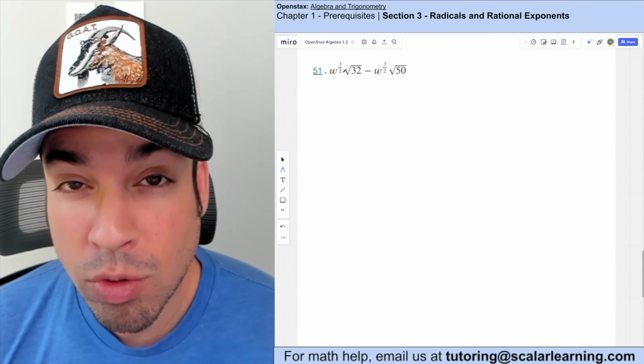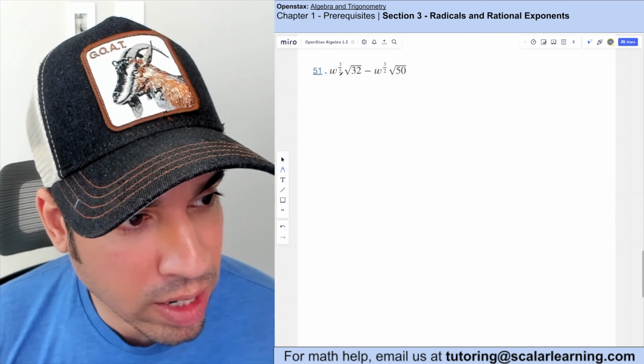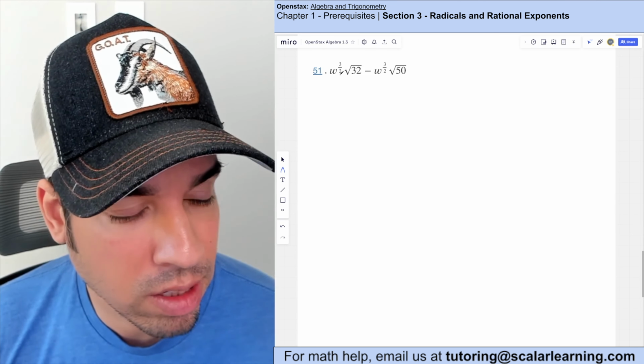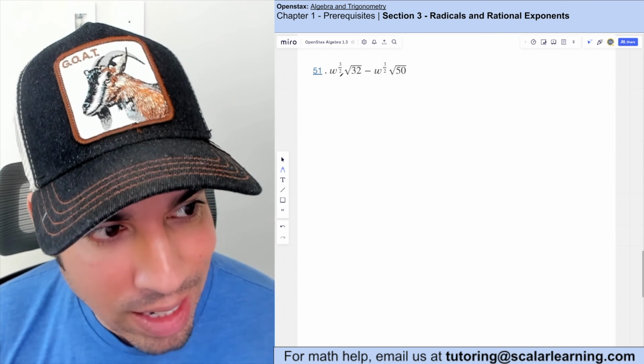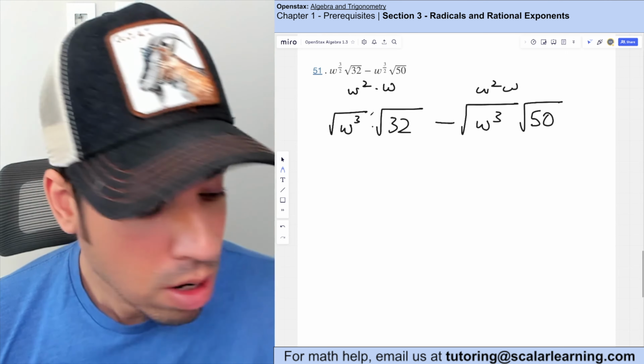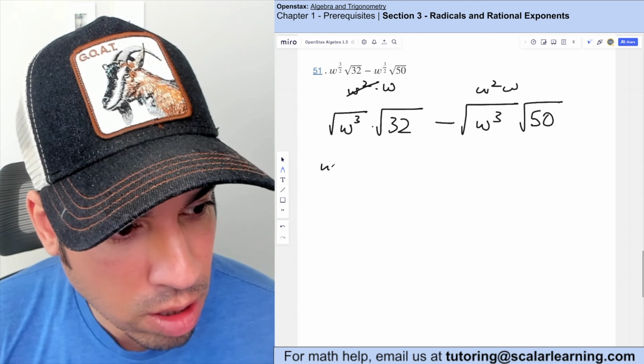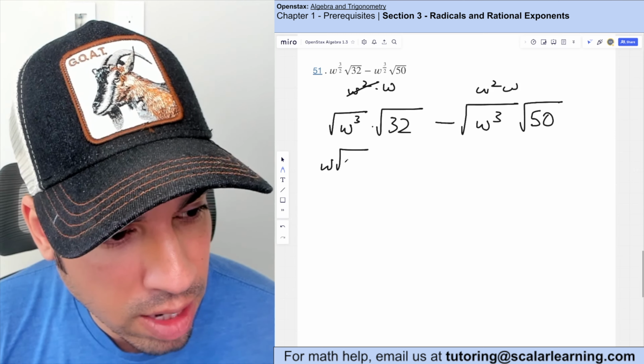First, I'm going to rewrite these rational exponents in radical form. So again, the denominator represents the radical index, the numerator represents the power. So this is the same as the square root of w cubed, and this is the same as the square root of w cubed as well. So now recognizing that w cubed is the same as w squared times w in both cases, I can take the square root of the w squared, which is of course a perfect square. The square root of w squared is w, and what's left inside is a w.